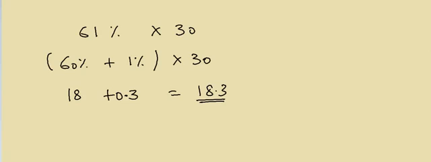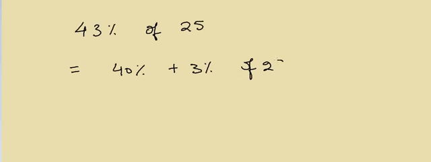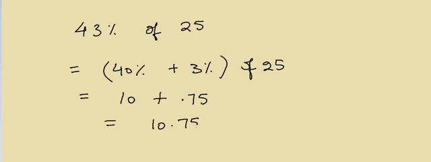So again, let me give you one more example. If I have 43% of, say, 25, then how will I calculate that? In that case, I can say 40% plus 3% of 25. So 40% of 25, so 4 times 25, that is 10, and 3%, so 3 times 25, 0.75. So the answer is 10.75. So it's how you work or imagine these numbers in your brain. If you practice, you should be able to quickly do that.